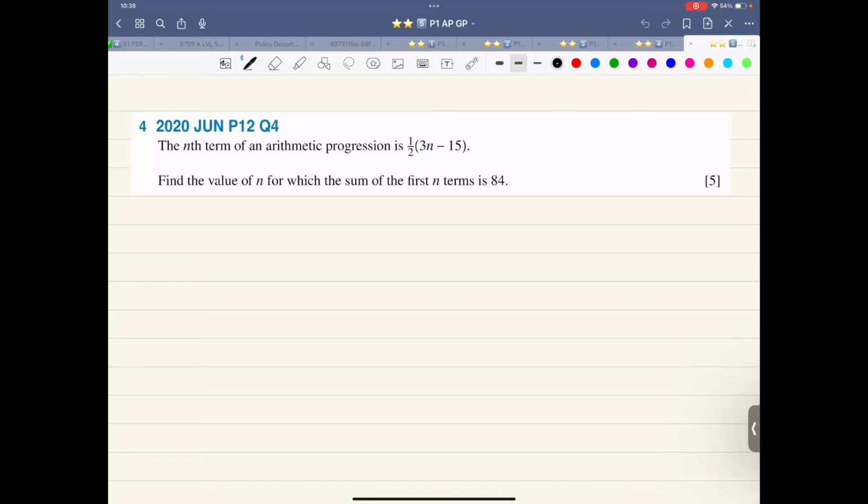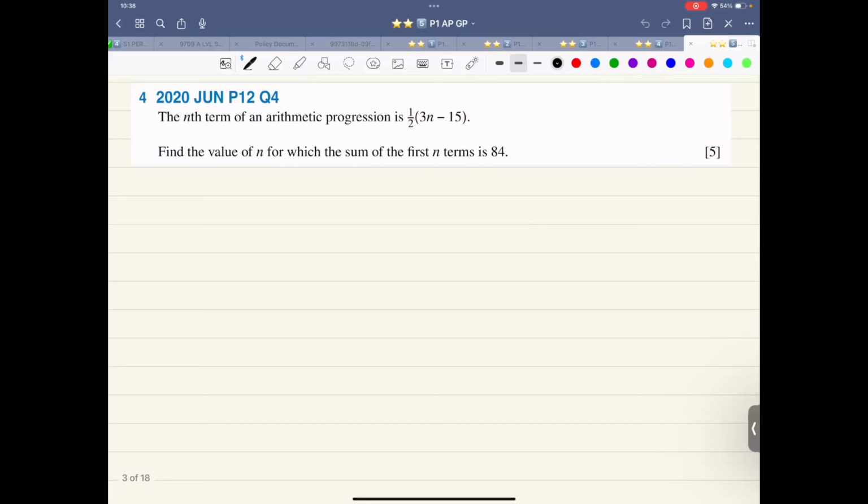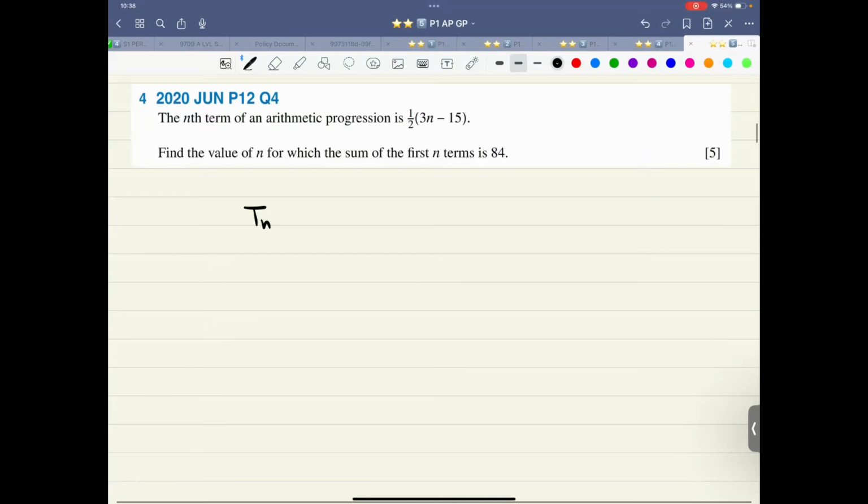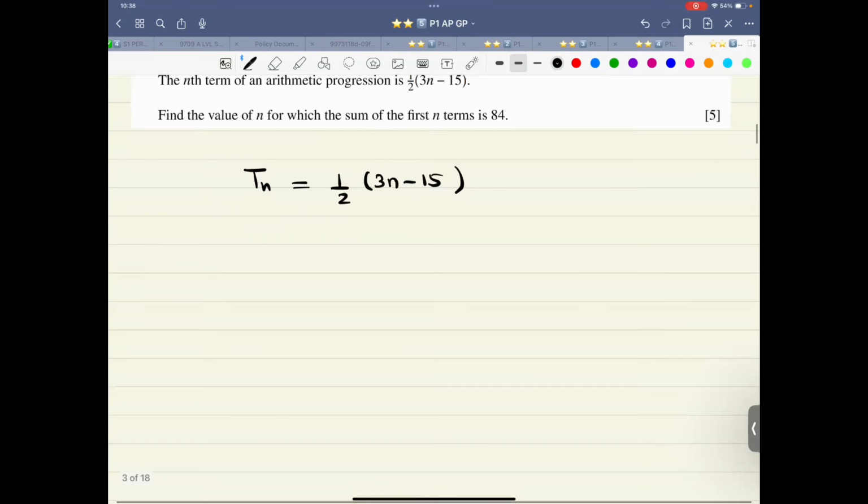Now it says the nth term of an arithmetic progression is this much. So it's not the sum formula, it's the Tn formula. We have done questions like this in which the sum formula was given. So now Tn is half bracket 3n minus 15. Find the value of n for which the sum of the first n terms is 84. But I don't know what the first term is. I don't know what the common difference is.